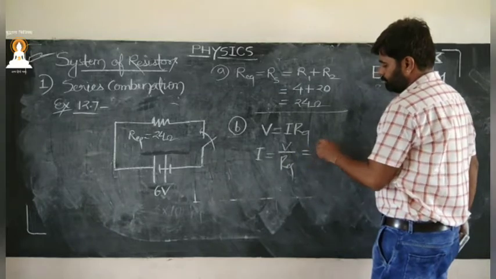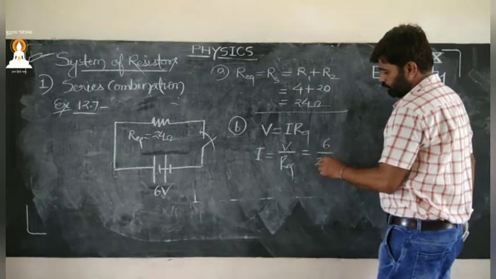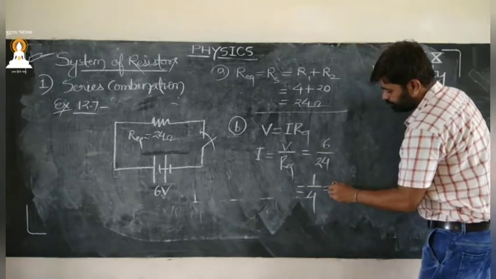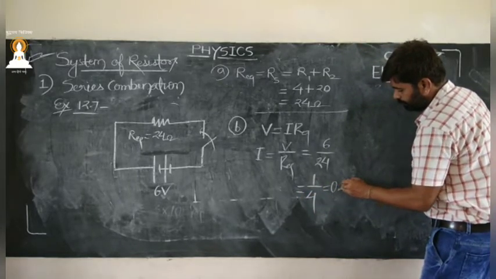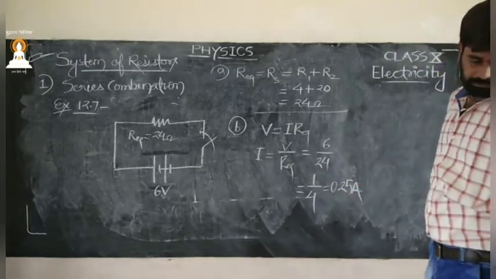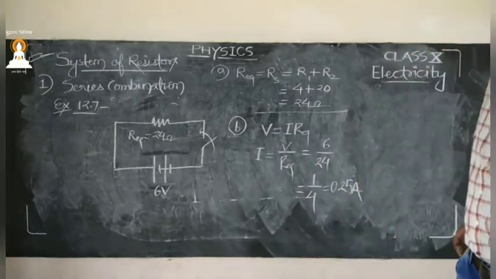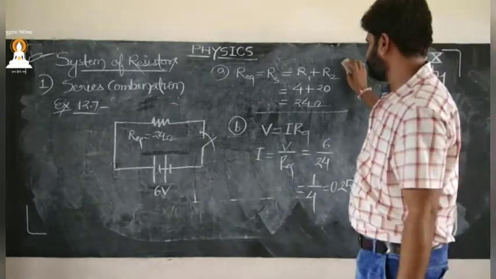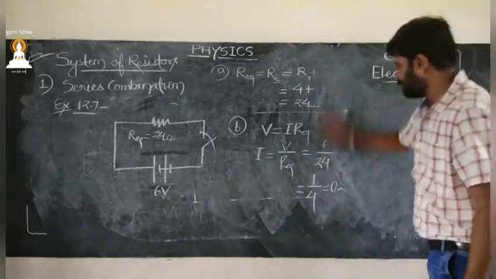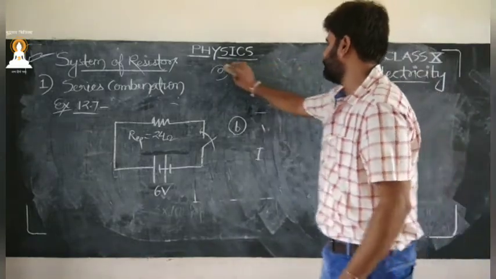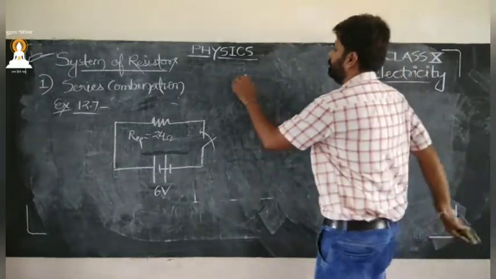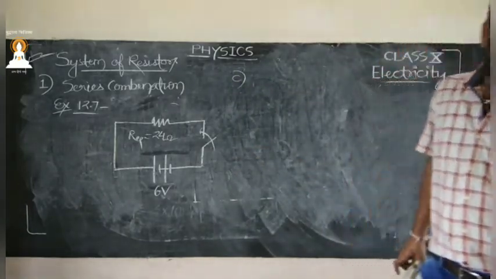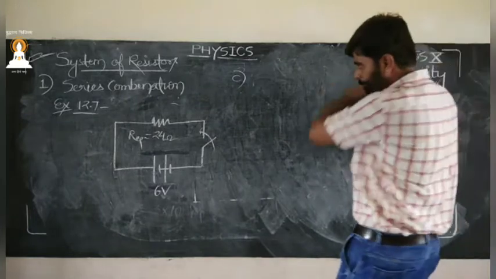So V is 6 and R equivalent is 24. This will be 1 by 4, and that will be 0.25 ampere, as we have already discussed. So that is 0.25 ampere. Now C part. This was the B part and this was the A part. In C part they are asking for the potential difference across the electric lamp and conductor.